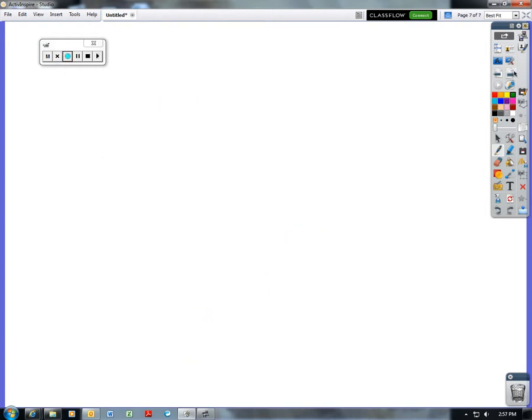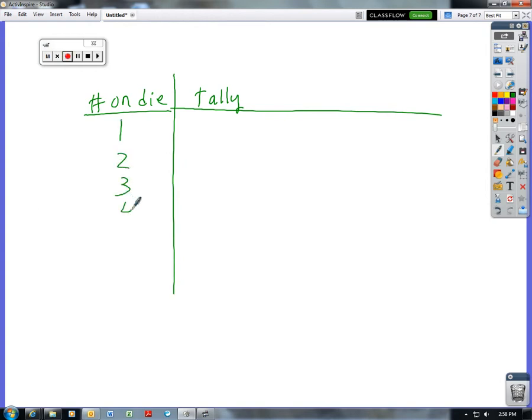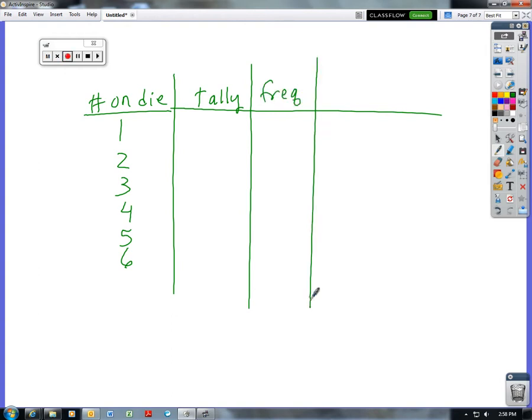So I'm going to go to my next page, and like I said, we'll just do this in class as well. But what I've got here, I'm going to make a frequency table. So this is the number on the die, because we're rolling it once each time. Then we're going to do a tally. And then we're going to do, so this is 1, 2, 3, 4, 5, 6. Then we're going to do a frequency. And then we can also do a relative frequency.